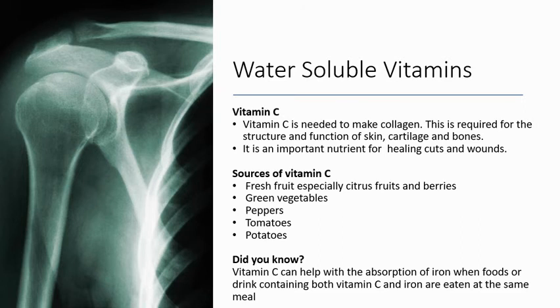Vitamin C, you've all heard of, I'm sure. It's actually needed to make collagen, which is a connective tissue, and it's required for structure and function of the skin, cartilage, and bone. It's also a really important nutrient for healing cuts and wounds. You probably know this already. It's found in citrus fruits, also berries, but you might not have known it's also in a lot of other types of vegetables. Green leafy vegetables, peppers, tomatoes, potatoes are good examples.